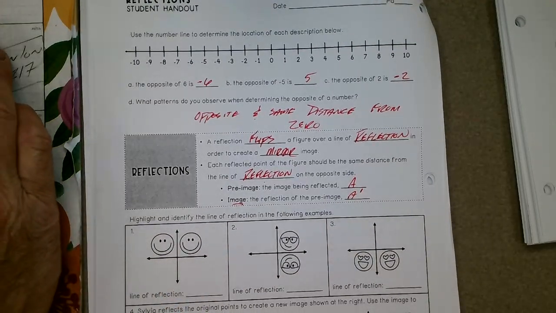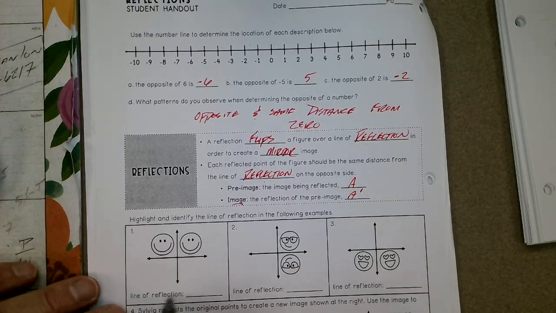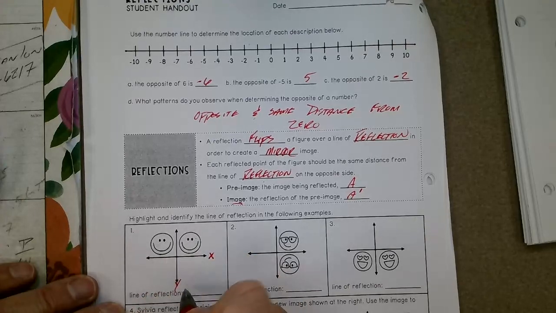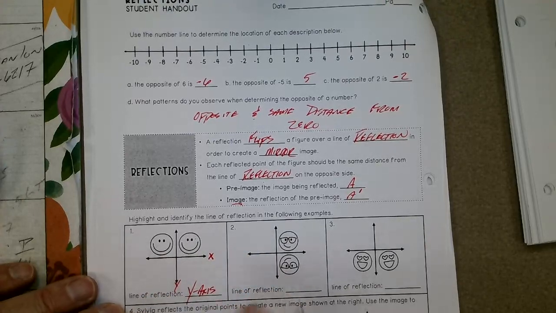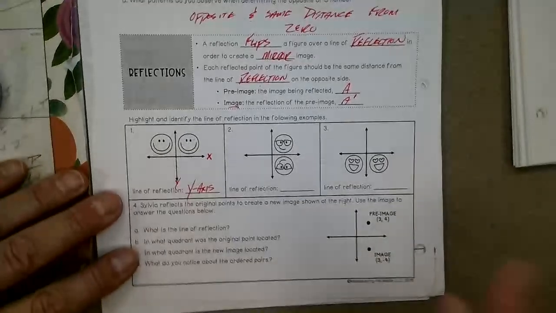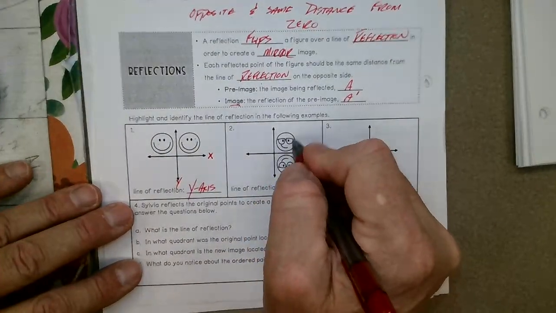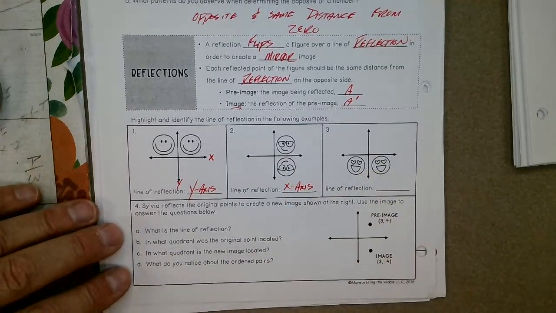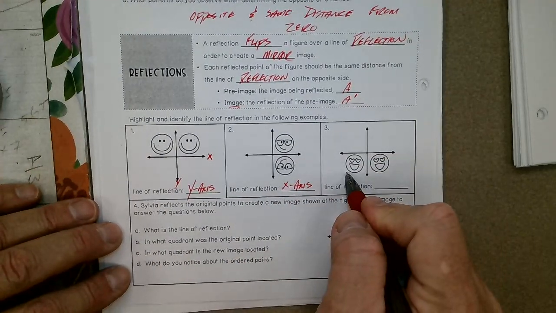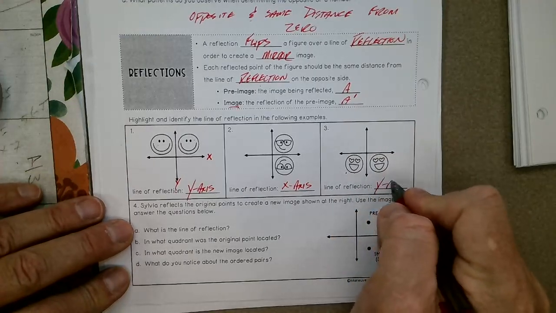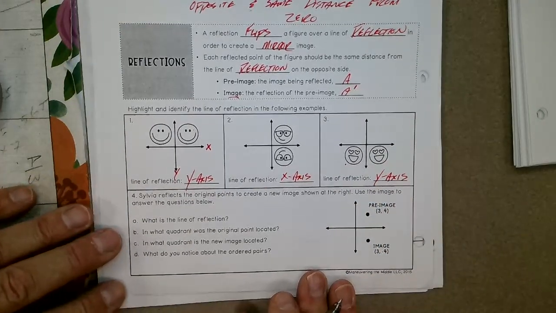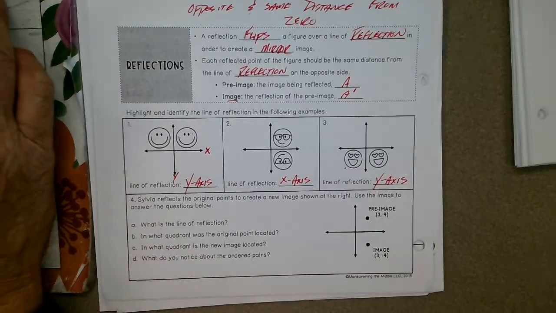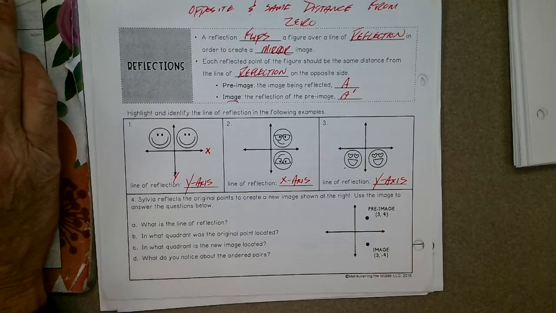So what is our line of reflection? Remember, this is X, this is Y. They're reflecting that over the Y axis. Sorry, let me pull that up for you. Here, we're reflecting over the X axis. And here, we're going from quadrant 3 to quadrant 4 over the Y axis. Not too bad so far. I'll let you get caught up there a little bit.